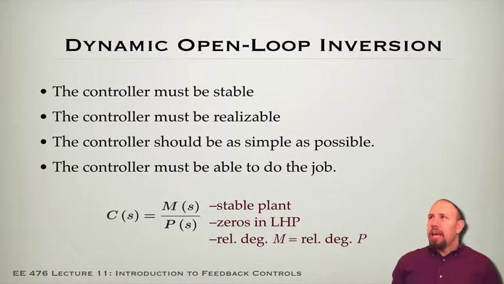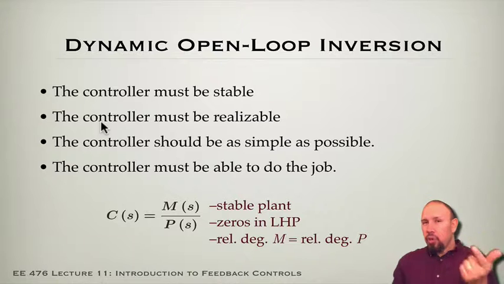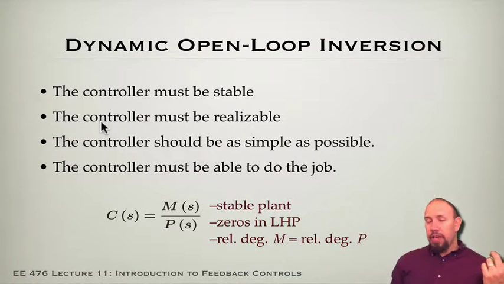Let's move on to the dynamic open loop control. Again, we're going to do inversion. It's important that the controller be stable. So the system must be stable, and the controller must be stable. It turns out that for some systems, if you have an unstable system, an open loop controller will not make an unstable system stable. Okay, so the controller must be stable.